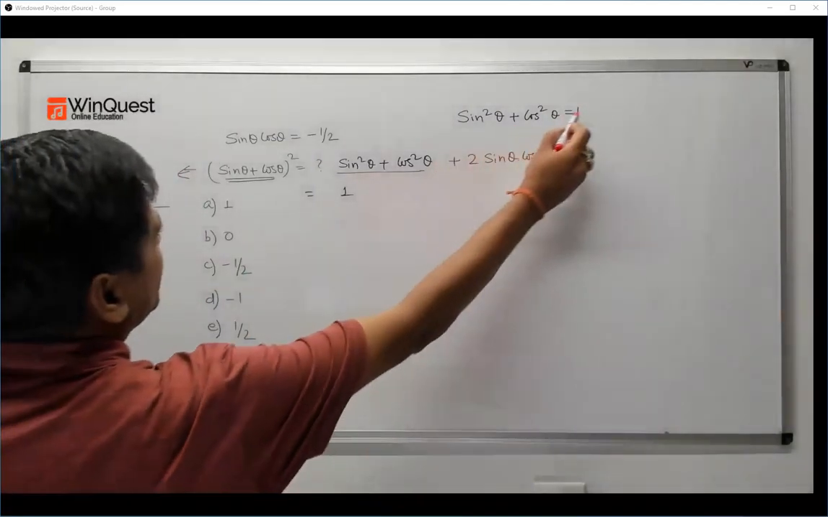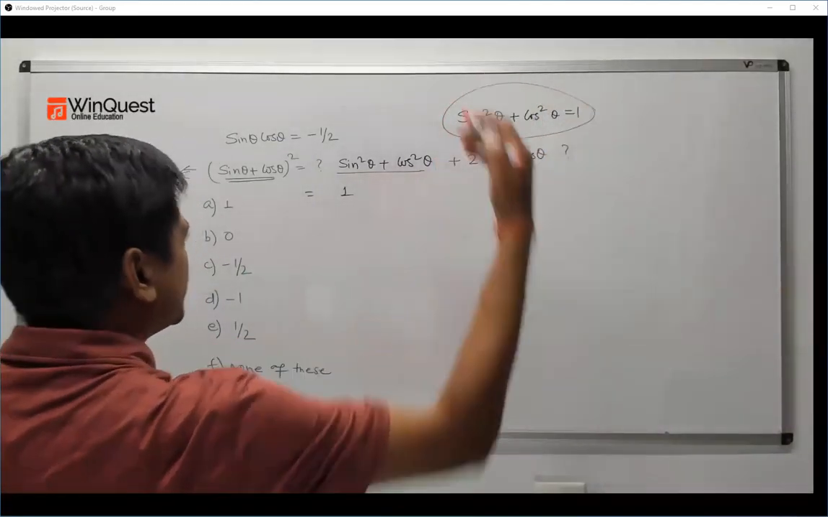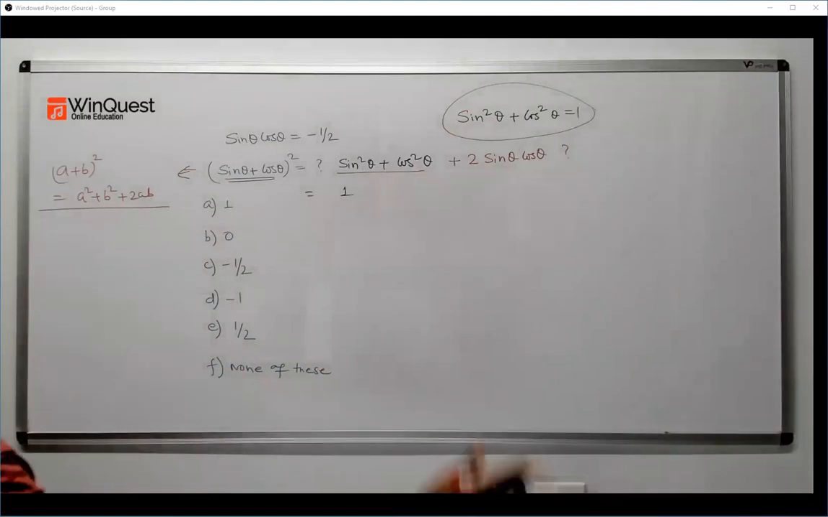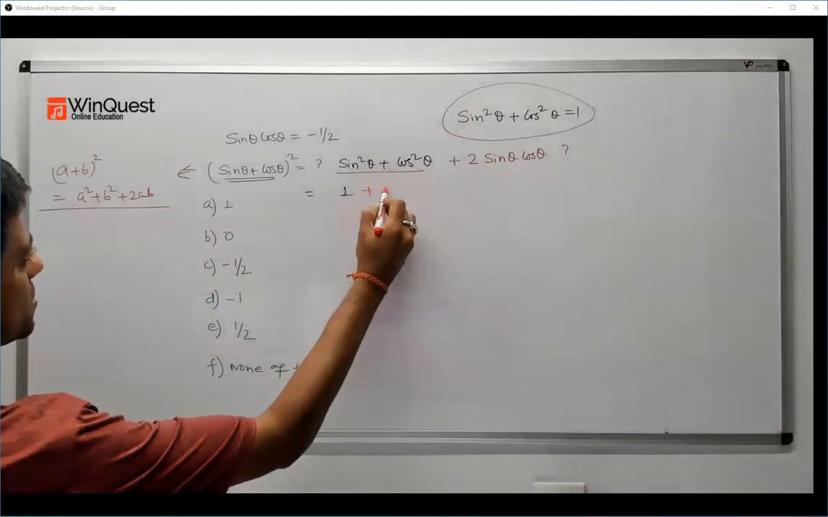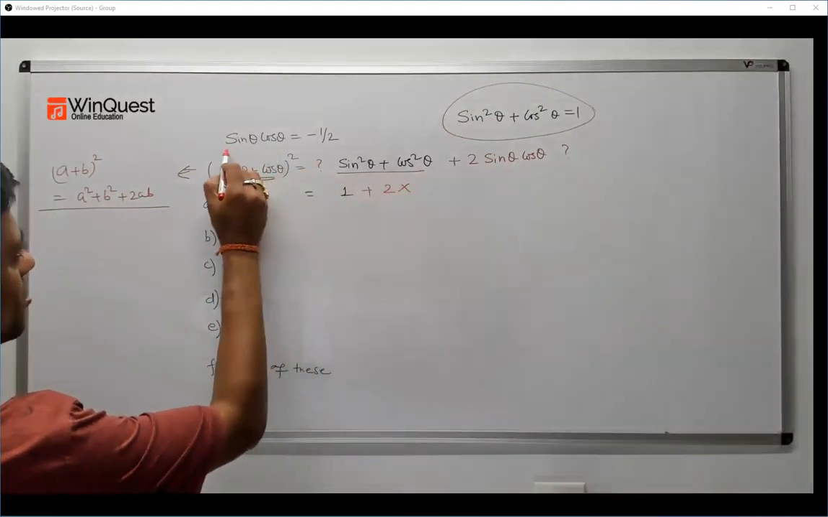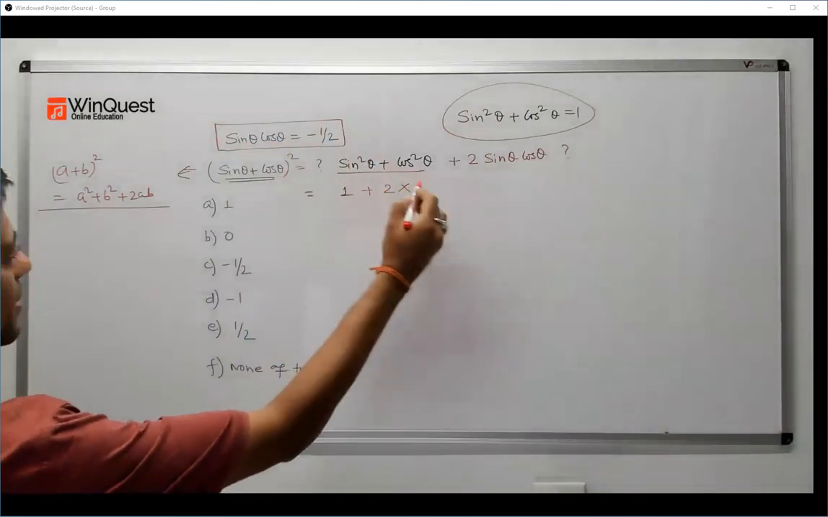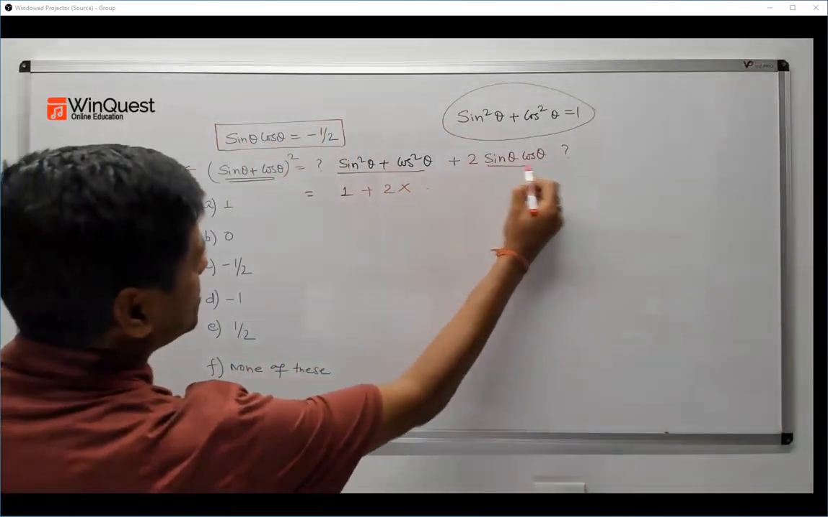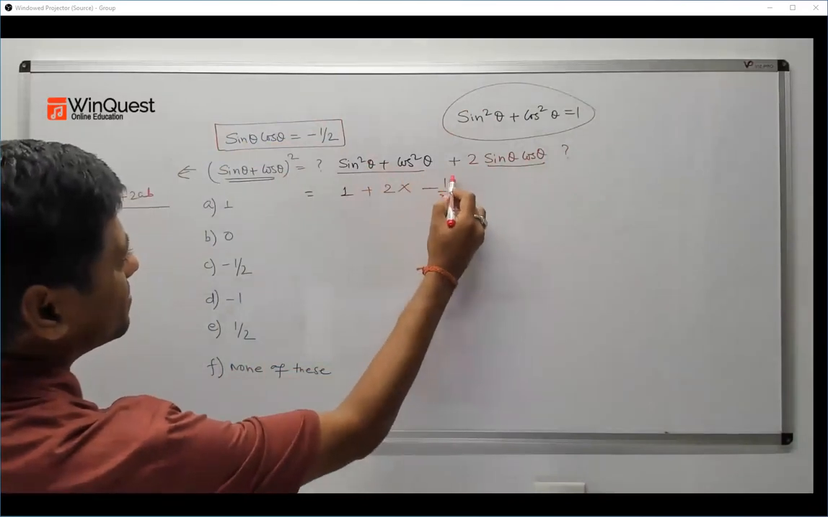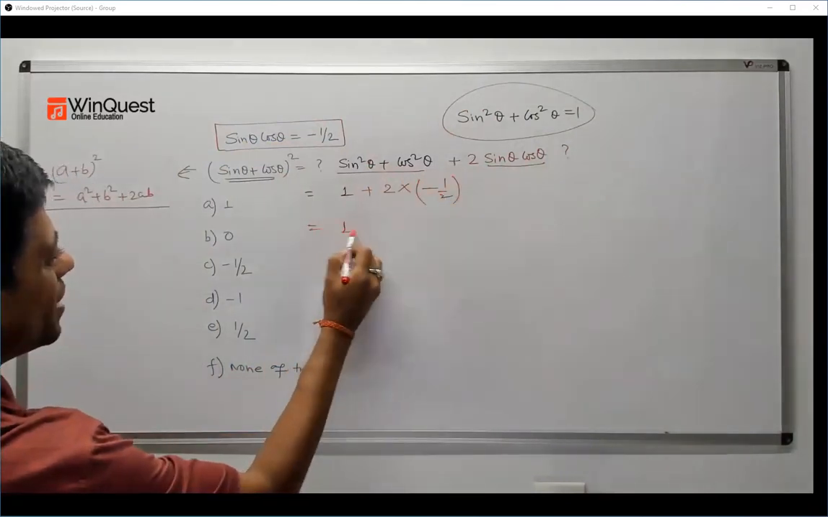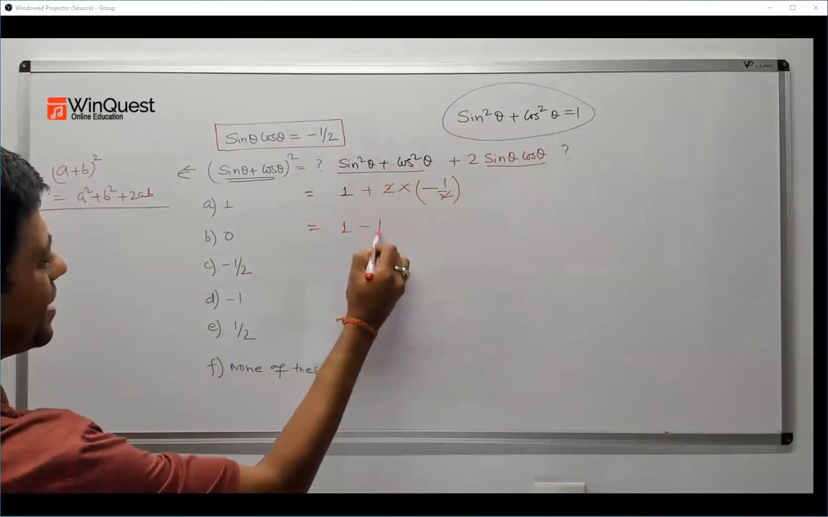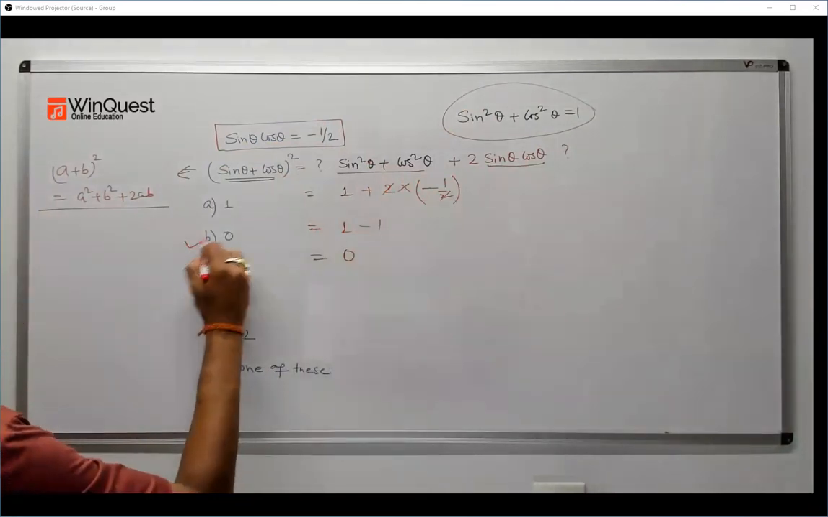Sine square plus cos square theta was 1 originally. We know this from the formula. I don't have to apply any brain here. Plus 2 multiplied by sine theta cos theta, which is equal to minus half as already given. So sine theta cos theta I will put as minus half. The 1, the 2 go away, minus 1 becomes 0. B is my answer.